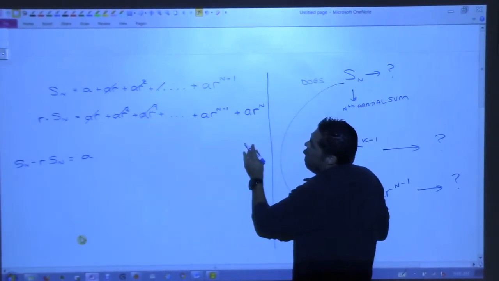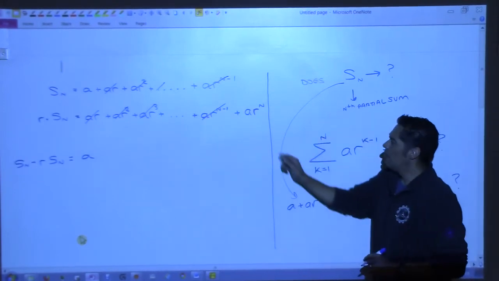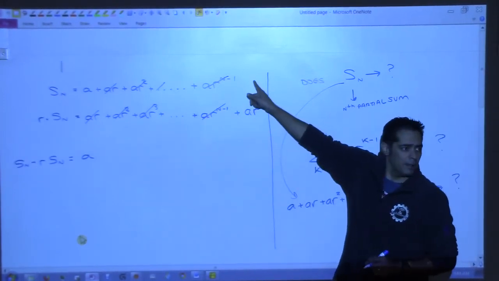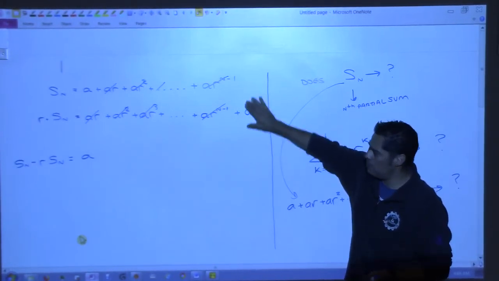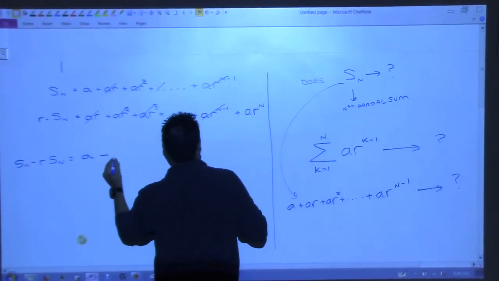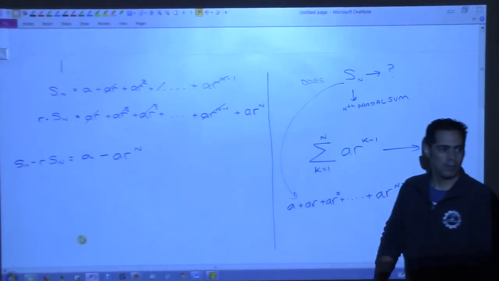Now look what happens here at the end. This one and this one go away, don't they? But this one does not appear up here. So this one is still here, right? But I'm subtracting it. So I get minus AR to the n. That okay?